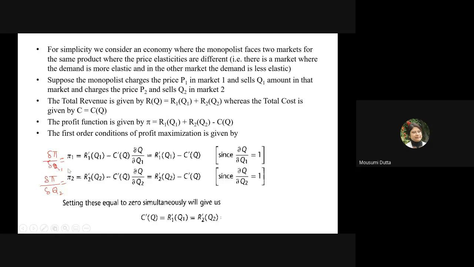Okay, so del pi by del Q1 is R1 prime Q1 minus C prime Q, del Q by del Q1. And del pi by del Q2 is given by this expression. So setting these equal to 0, we are getting MC is equal to MR1 and MC is equal to MR2, or we can write it as MC is equal to MR1 is equal to MR2.